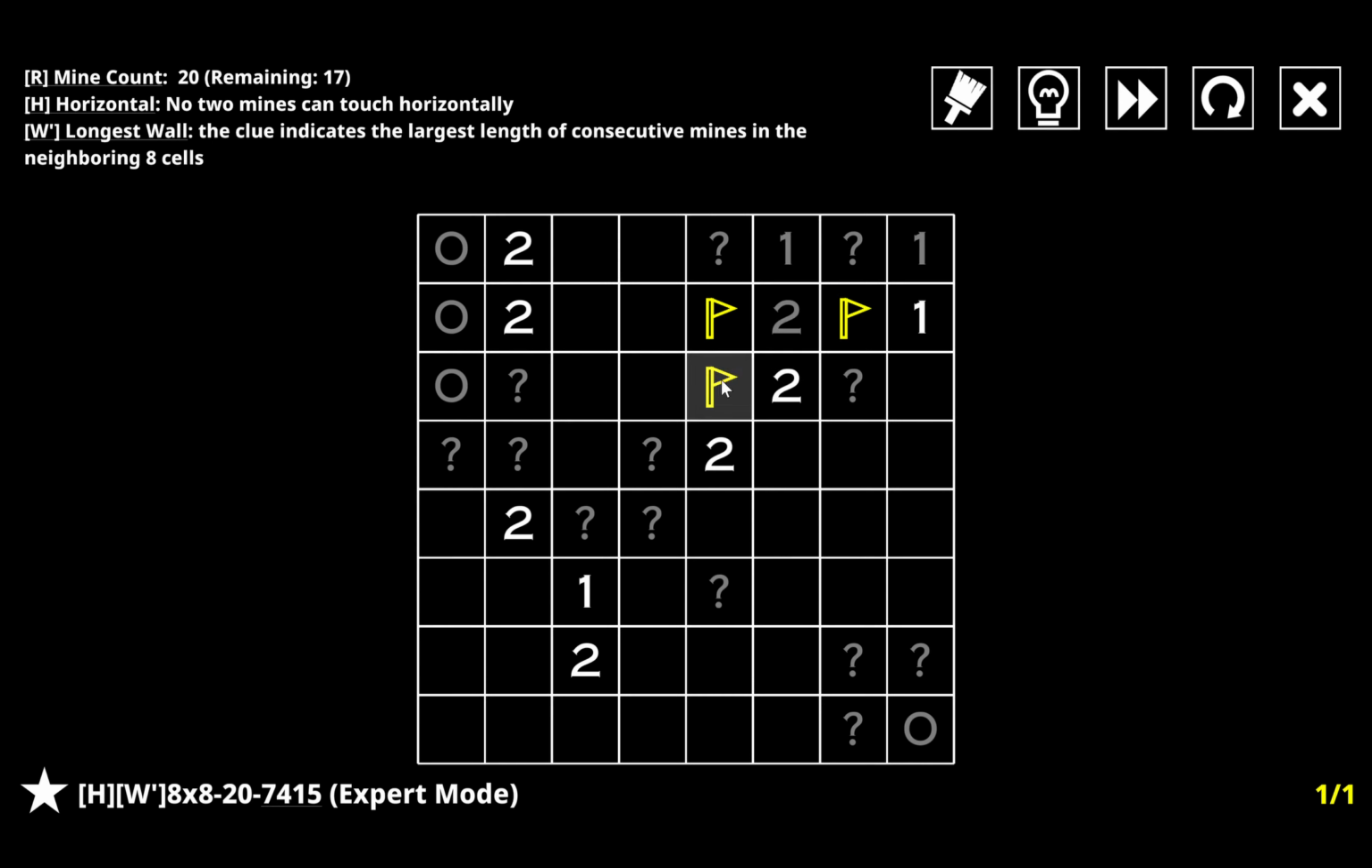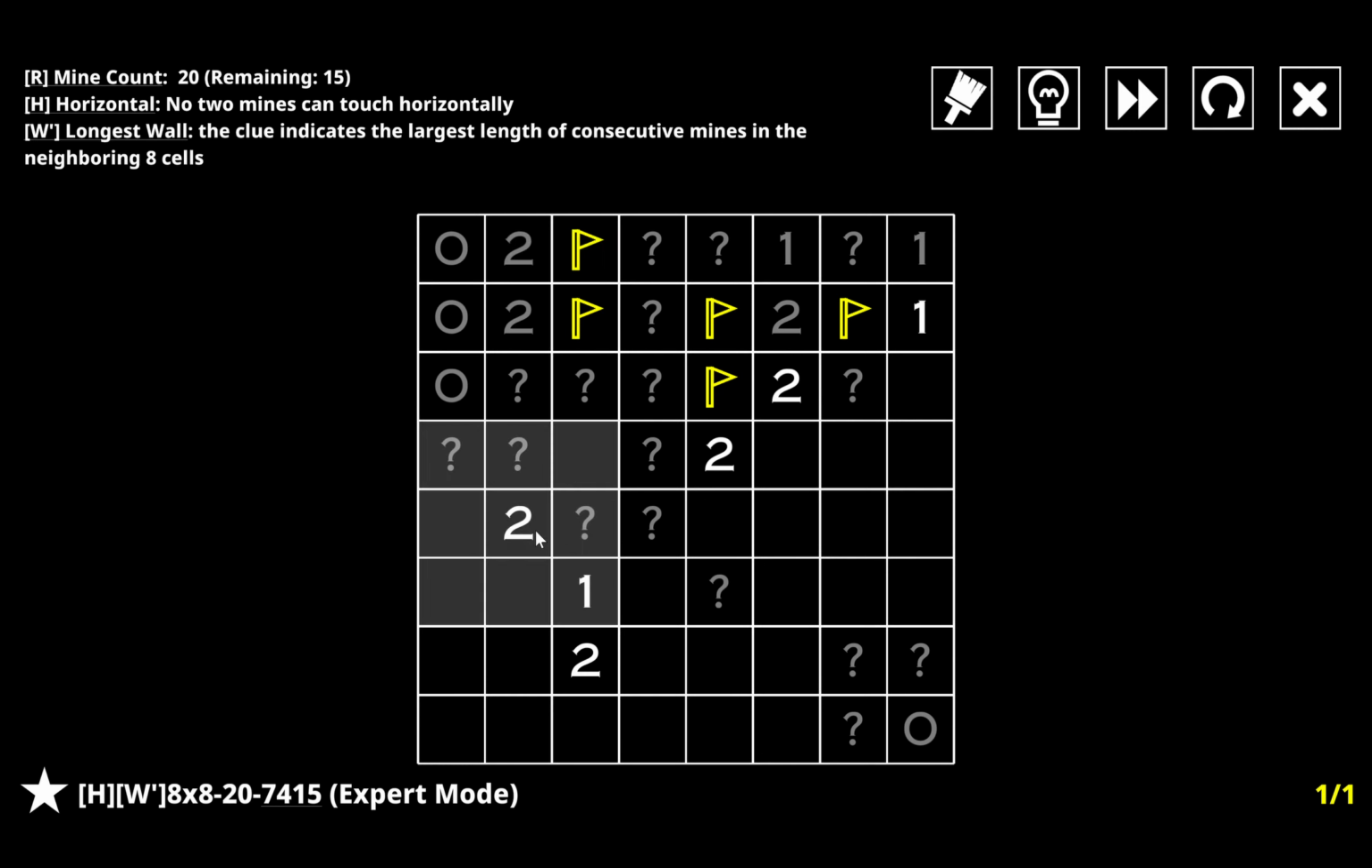This 2 also cannot extend any further. Both of these need their neighbors marked. This 2 is just finished, as is that one as well. We can see for a similar reason as with this 2, these are the only positions where mines can be for this 2 right here. This 2 is now finished, so there we are.